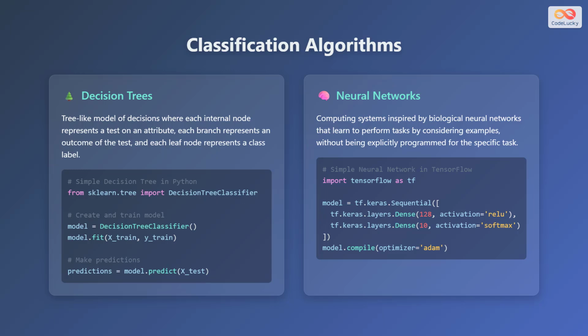Here's a simple neural network in TensorFlow. We create a sequential model with dense layers and specify the activation functions. Then we compile the model with an optimizer.